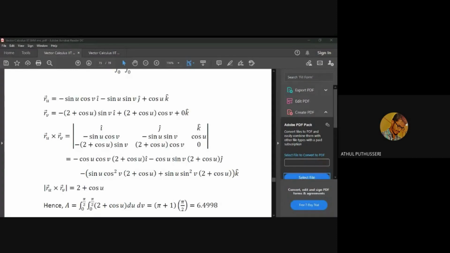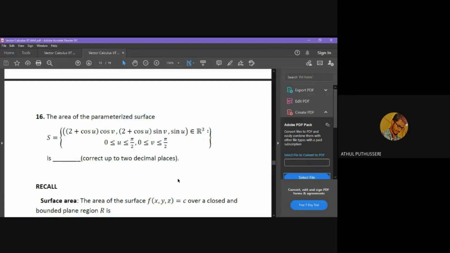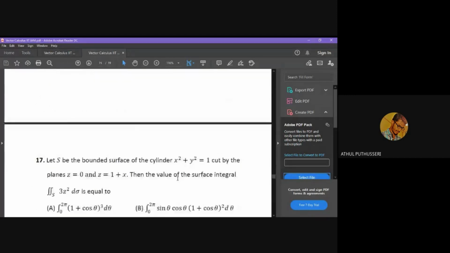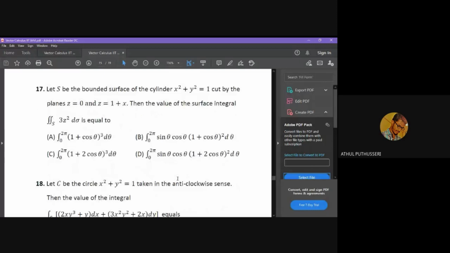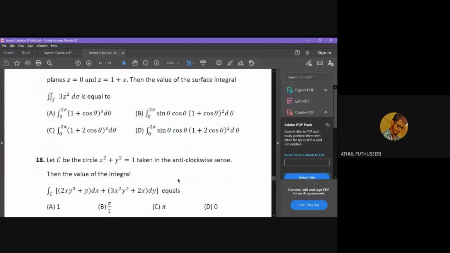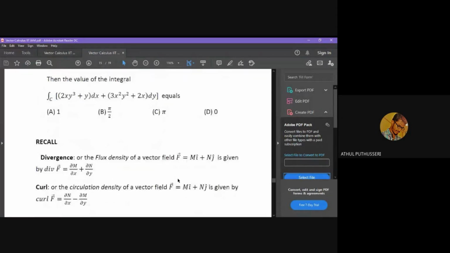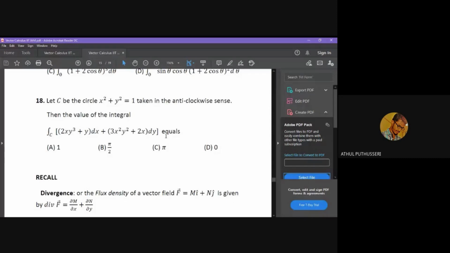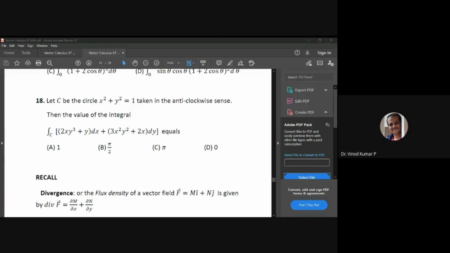Now we are running short of time, so I will just show you some questions. Those things you can do. I'll give you the material through Vinod sir. So we are left with problems on Green's theorem, Stokes theorem, and divergence theorem. Anyway, those questions will take time for solving. So by the time, sir, can we conclude? Yeah, we can conclude here.